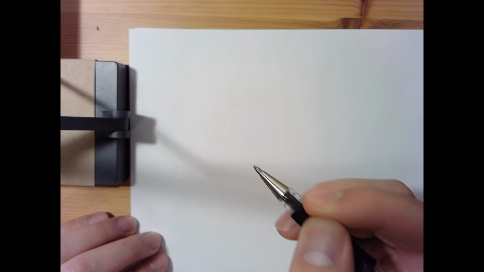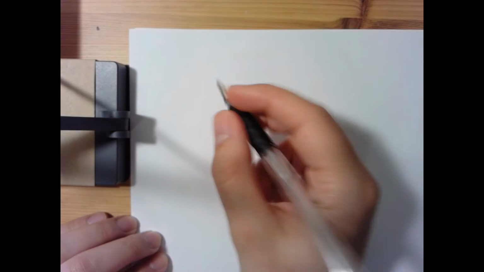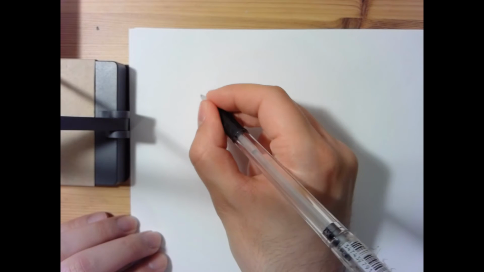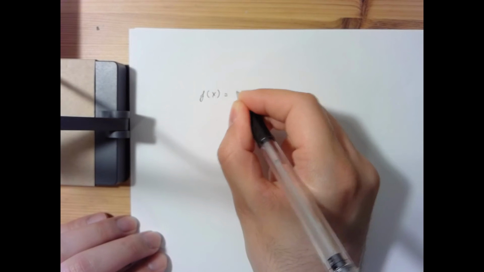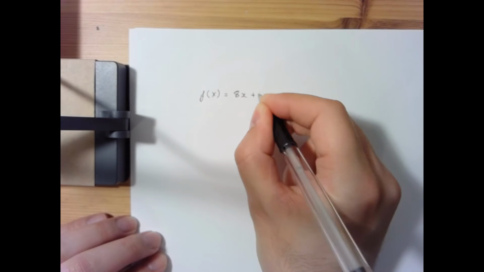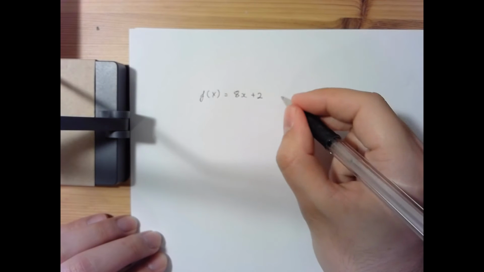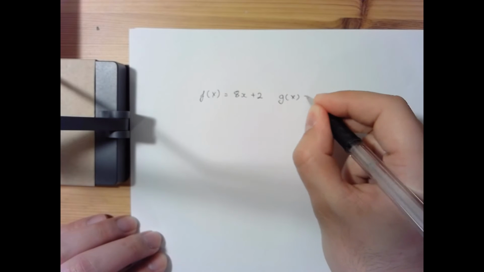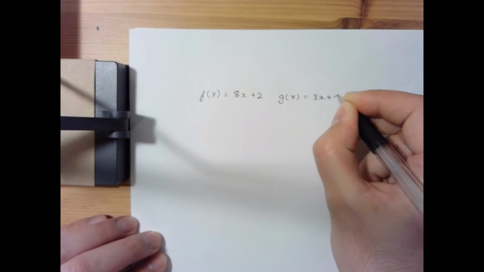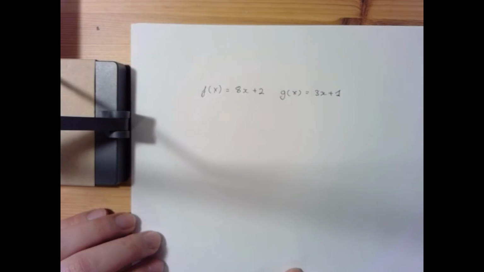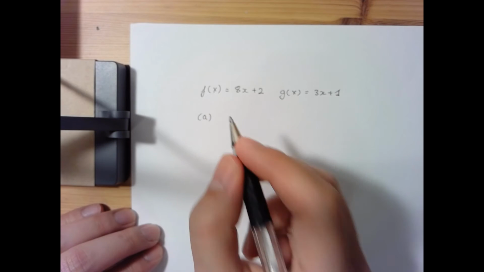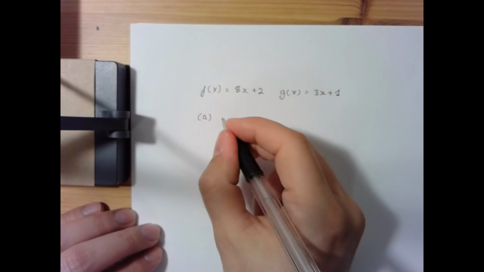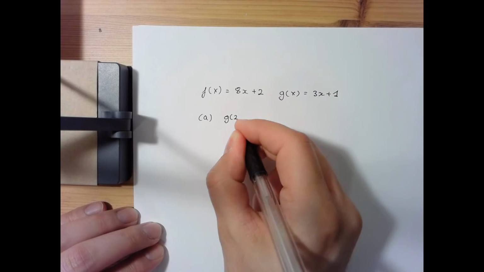So the first thing we'll be doing is taking a look at functions. So we can have two functions. Let's say one of them is f of x is equal to 8x plus 2, and our second function g of x is equal to 3x plus 1. Okay, fine. So our first question is find g of 2.